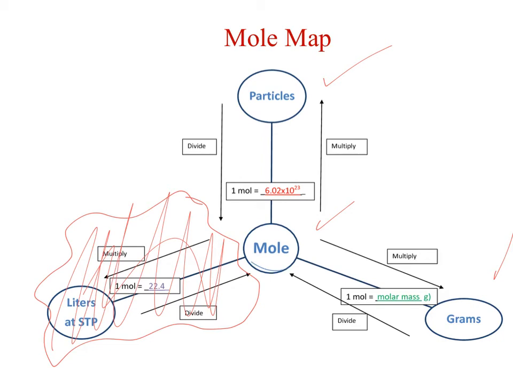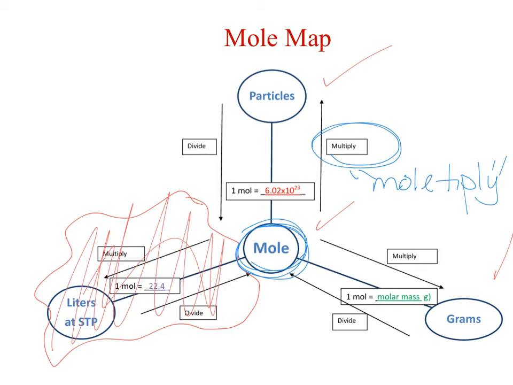If the given information in a problem is mole, you will always end up multiplying. Get it? Mole. If it's mole, you multiply. Okay. If the given information is not mole, so if it's particles or grams, for instance, you're going to end up dividing. Just kind of a little tip.